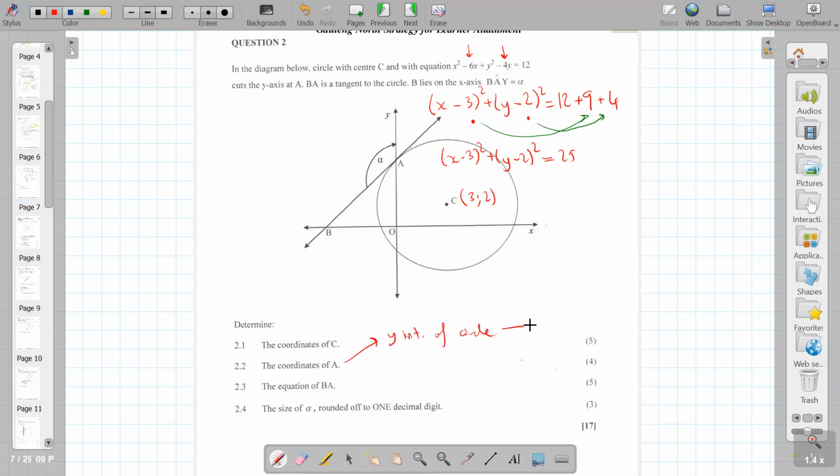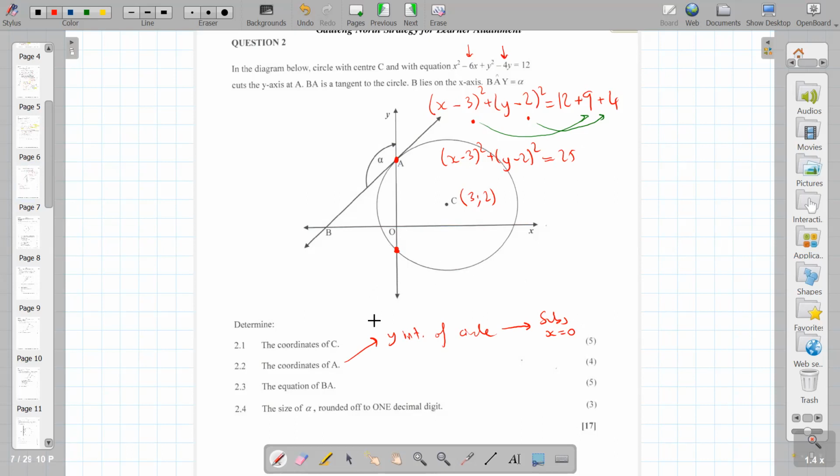And how do you find the y-intercept? You substitute x with 0. That's it. By the way, we will get two answers because it has two y-intercepts. Remember, you can see from the diagram, there are two y-intercepts. Obviously, we choose the positive one, the one above, that's A.